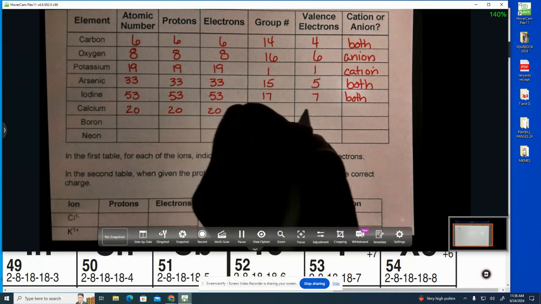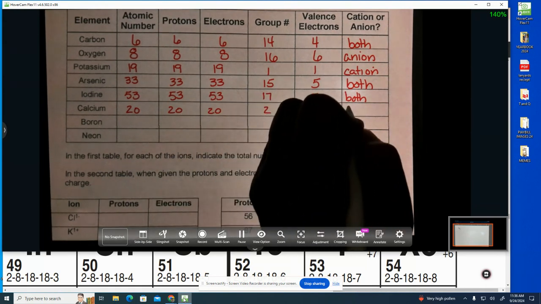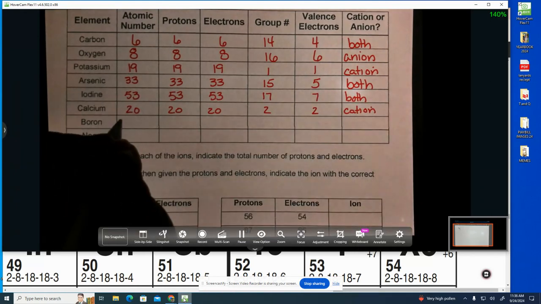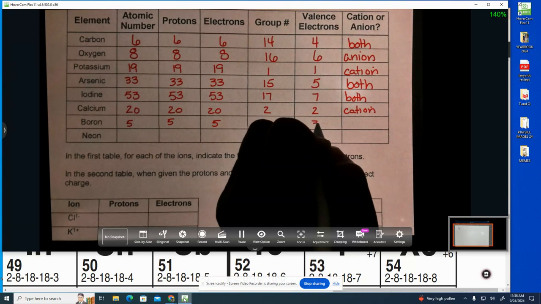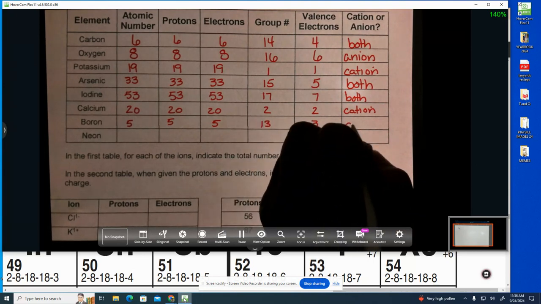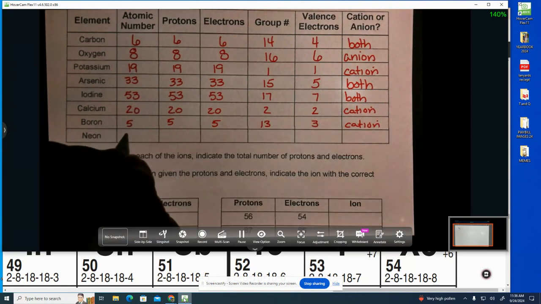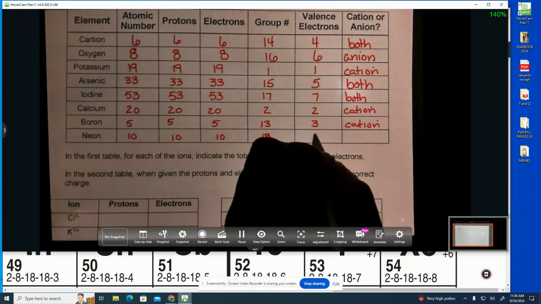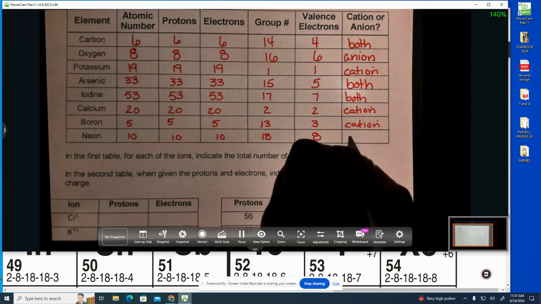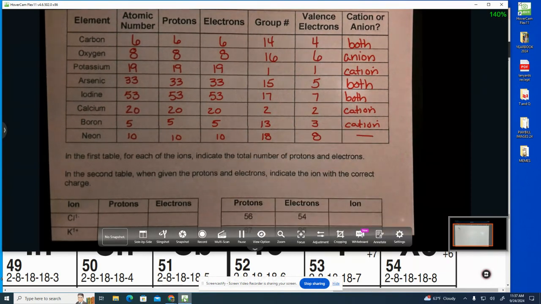It's in group 2. It has 2 valence electrons, and it will form a cation. Boron is number 5. It is in group 13, 3 valence electrons, and it will form a cation. And then neon is number 10. Group number 18, it has 8 valence electrons, and it will form neither a cation nor an anion because it has its 8 valence electrons.